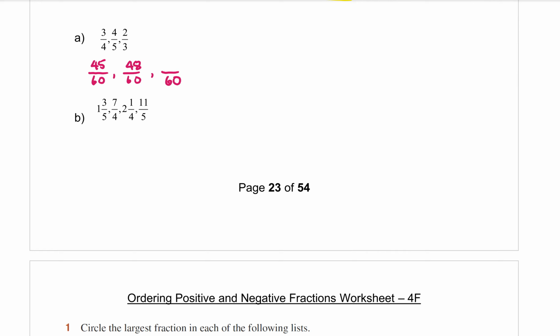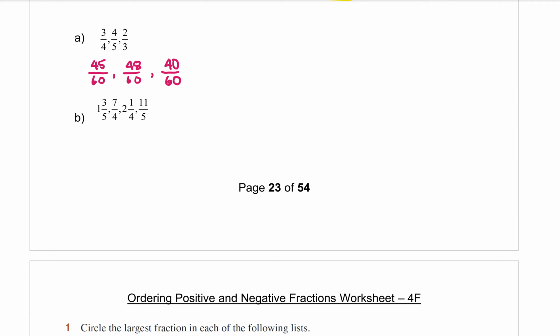And the last fraction, the 2 over 3, that 3 was multiplied by the 4 and the 5. 4 times 5 is 20. So I've really multiplied 3 by 20 to get to 60. So I have to multiply the 2 by 20, which is 40.